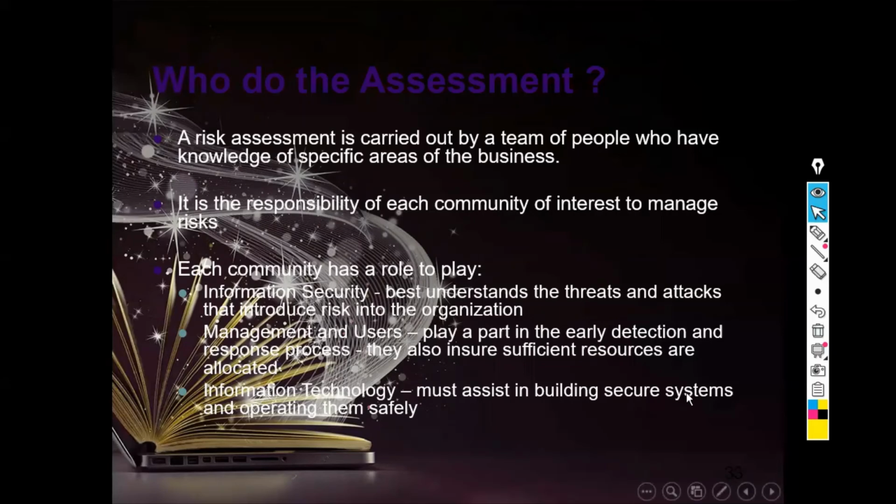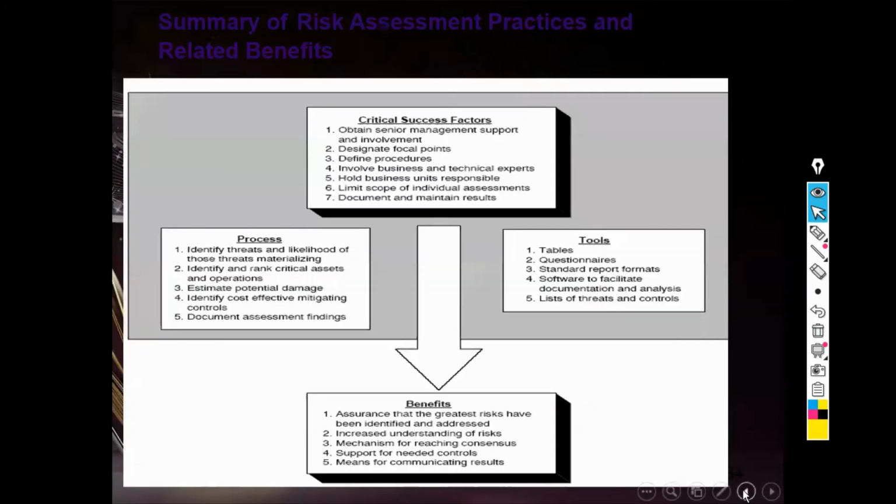some from information security, some from the management team, and so on. These people are going to play a very critical role. Now we are going to summarize the risk assessment practice and its related benefits. The process we are going to use: identify the threat and likelihood, identify the rank, estimate the damage, come up with the mitigation cost, and document the asset findings.